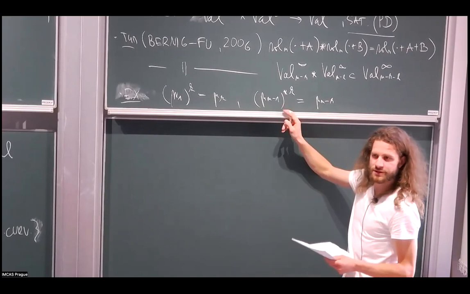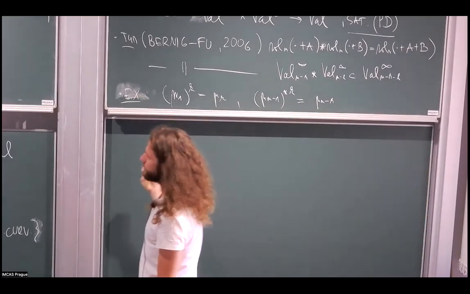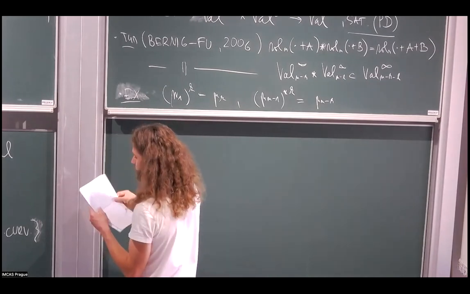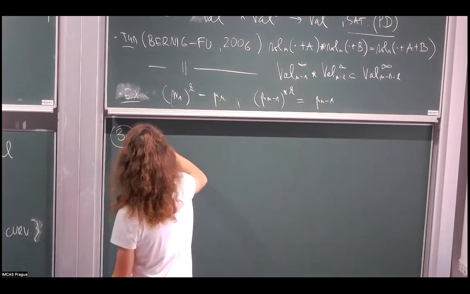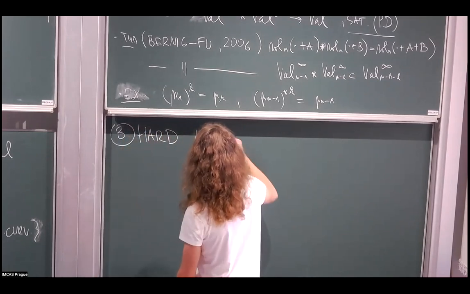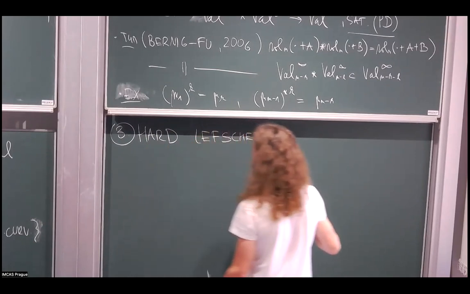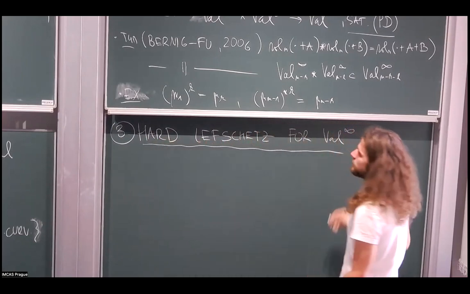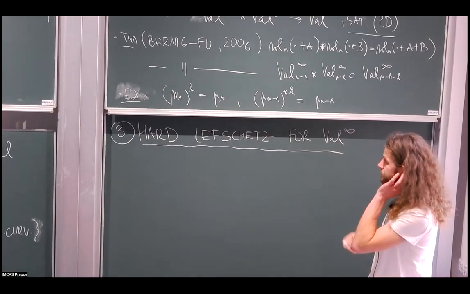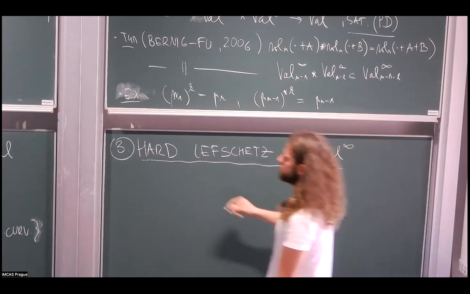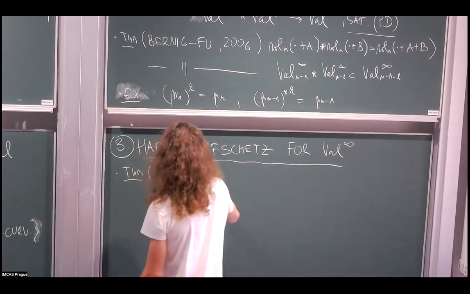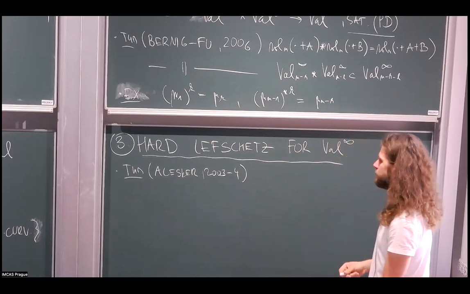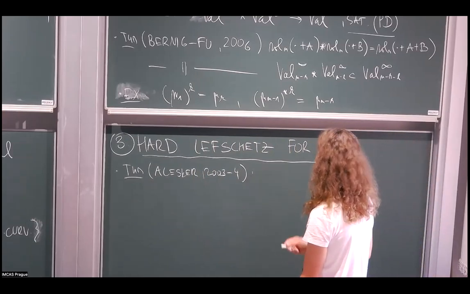And this little observation here suggests that there might be some more general Hard-Lefschetz like structure on the whole algebra of smooth valuations, and this is indeed the case. Hard-Lefschetz theorem or theorems for valuations. So let me now describe this structure that resembles some statements from Kähler geometry. So again, it was first proven by Alesker in two papers in 2003 and 2004.